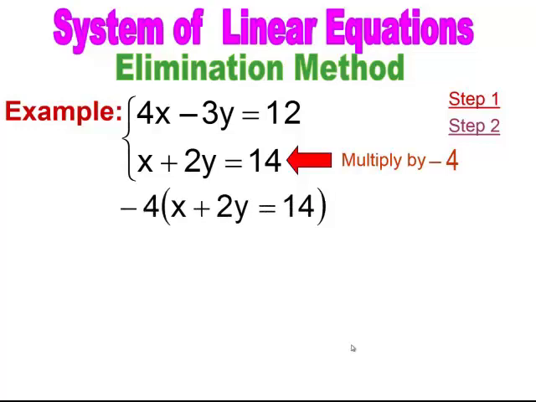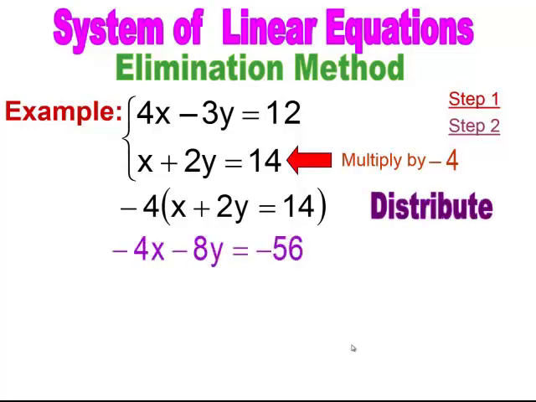So you have to multiply all the way through by that negative 4, because you don't want to change the value of that equation. You just want to create the same coefficient but opposite signs so that you can eliminate one of the variables. So I'm going to take that negative 4 and multiply it all the way through the second equation. And I'm going to end up getting a negative 4x minus 8y equals a negative 56. So make sure you go all the way through to the 14.